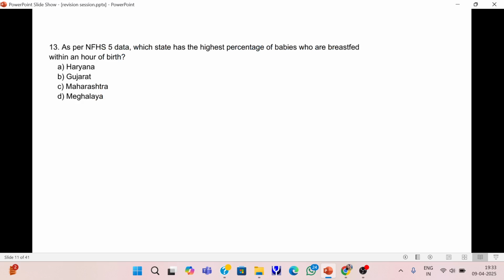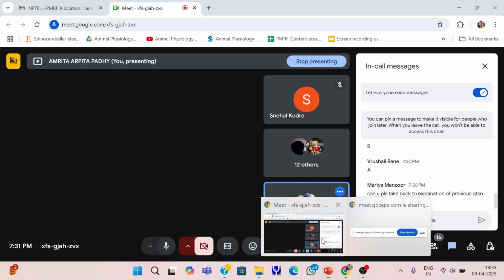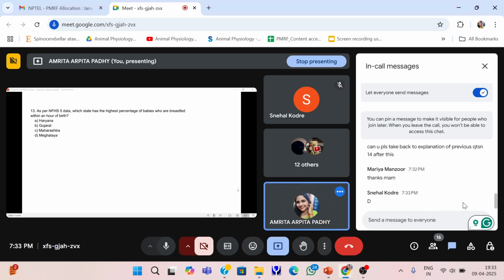As per NFHS-5 data, which state has the highest percentage of babies who are breastfed within an hour of birth? Haryana, Gujarat, Maharashtra, Meghalaya. Start answering this question.